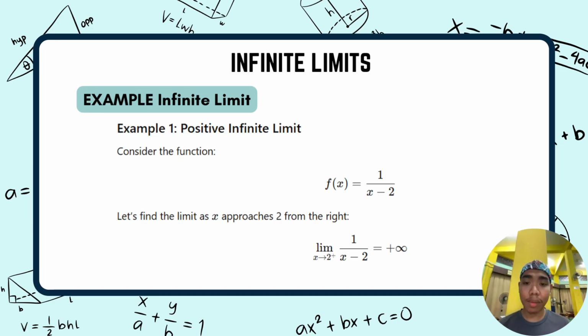This is an example of infinite limits. Example 1, positive infinite limit. Consider the function f(x) equals 1 over x minus 2. The limit as x approaches 2 from the right of 1 over x minus 2 equals positive infinity.